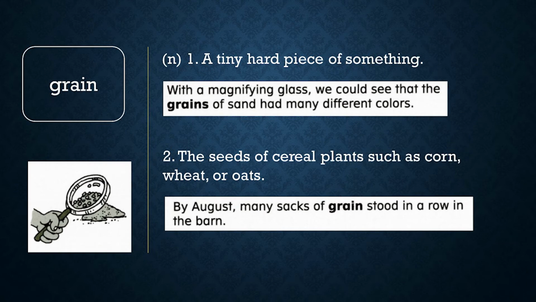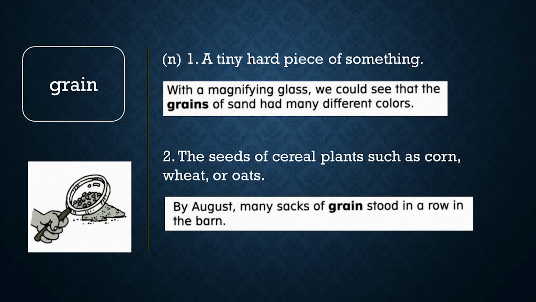Grain. Say grain. Grain has two meanings. A grain is a tiny, hard piece of something. With a magnifying glass, we could see that the grains of sand had many different colors.